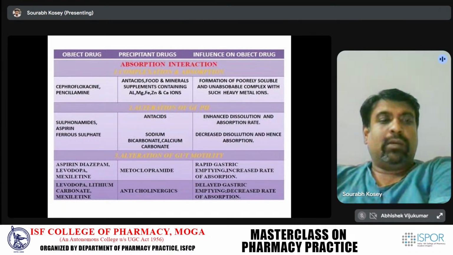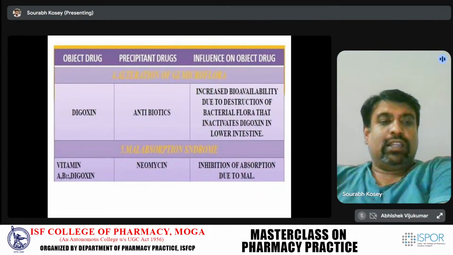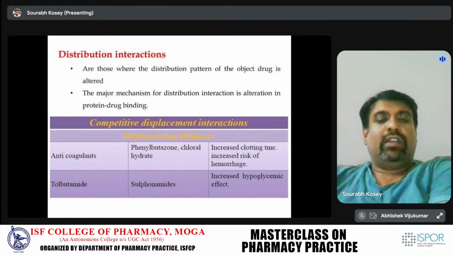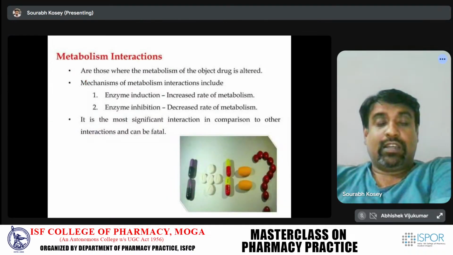Absorption, distribution, and metabolism are all affected. Likewise, digoxin, vitamin D, neomycin in absorption interactions. In distribution interactions: anticoagulants with phenylbutazone and chloral hydrate increase clotting time; tolbutamide with sulfonamides increases hypoglycemic effect.